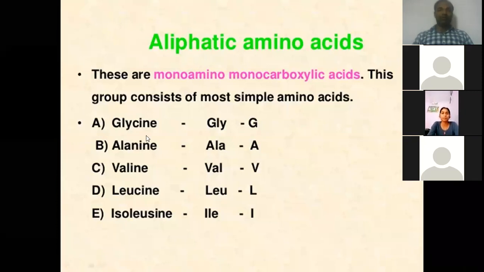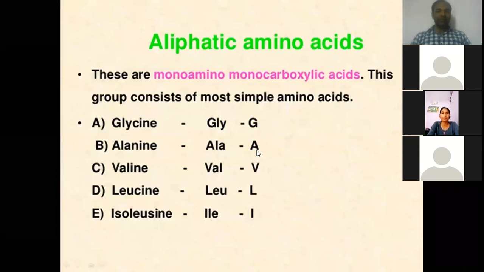The examples of aliphatic amino acids are, यहाँ पे examples दिए हैं. The first example is glycine, right? It is indicated by capital G. Then the second example of aliphatic amino acid is alanine. It is indicated by capital A.